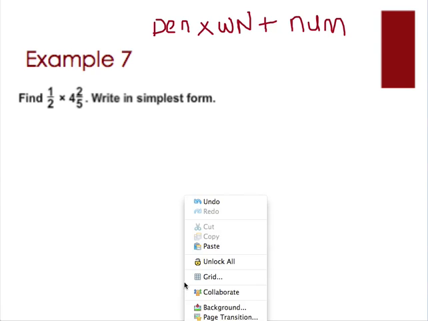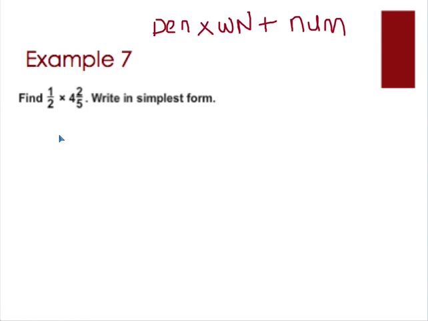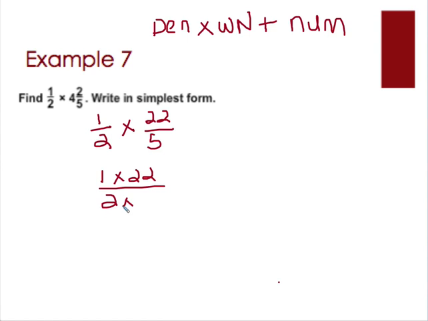So the first thing I do is I write my 1/2 times, now I have to take this and I have to go 5 times 4, 5 is my denominator, times 4 my whole number, that's 20, plus my numerator 2, so that's 22 on the top, and my denominator stays the same. So now I'm going to go 1 times 22 on the top, and 2 times 5 on the bottom. I get 22 over 10.